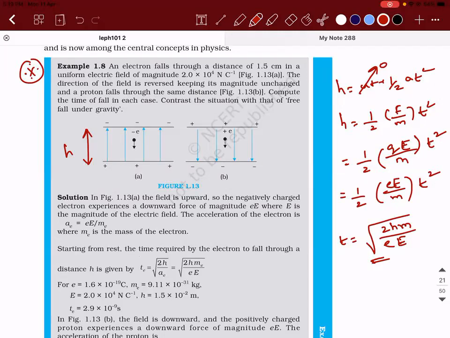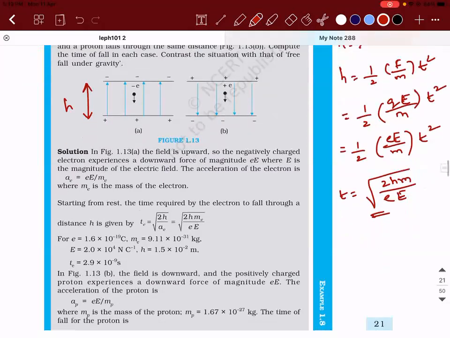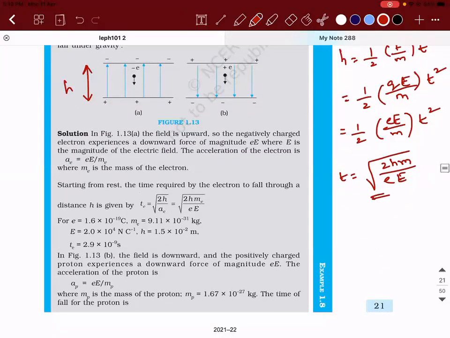Will you guys try it? So, in the same electric field, see, the direction of the electric field is reversed. Right? In that scenario, you're dropping a proton. Now, what will happen? So, the same thing is what you're going to get.